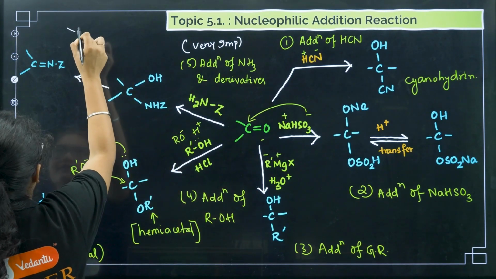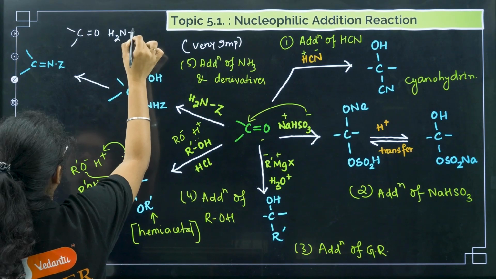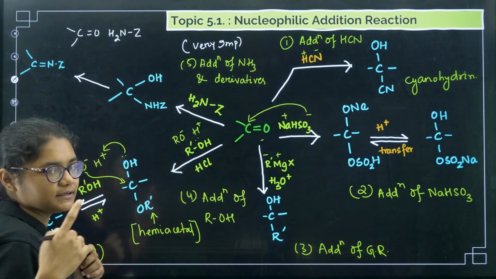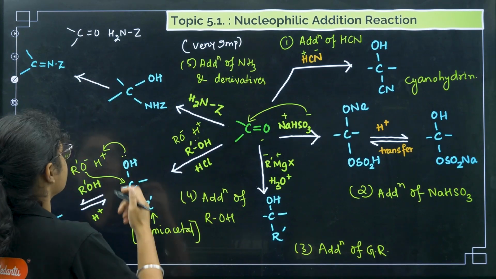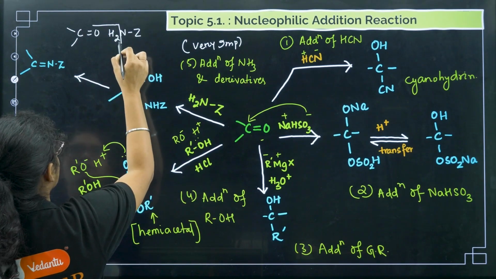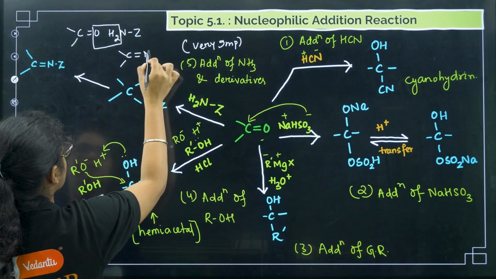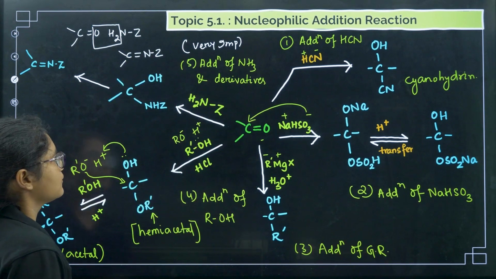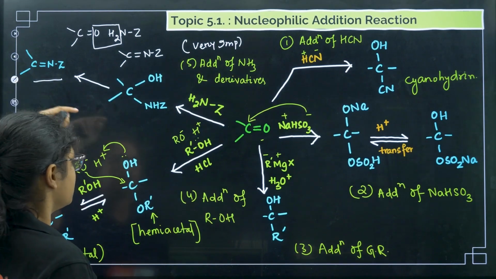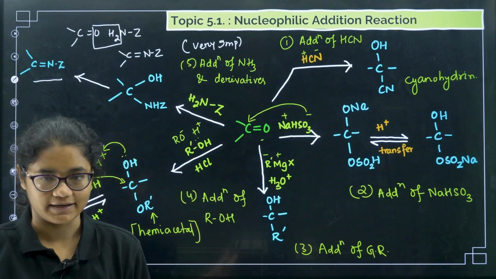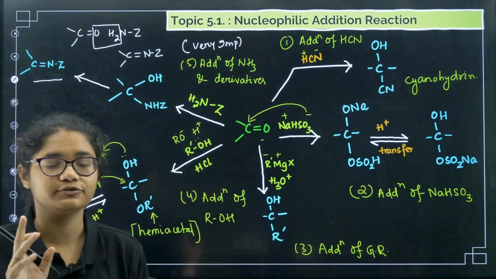If I tell you, you have C double bond O and you have here H2N and this is Z. So if this Z is H, then it is ammonia. If it is something else, then it is called ammonia derivatives. So when you add this one, what will happen? This water will go, okay, and we will get double bond N and Z. Okay. So that is the product that you should remember for the reactions of ammonia and its derivatives. Now I'll show you the different ammonia derivatives also, and the names you must remember.